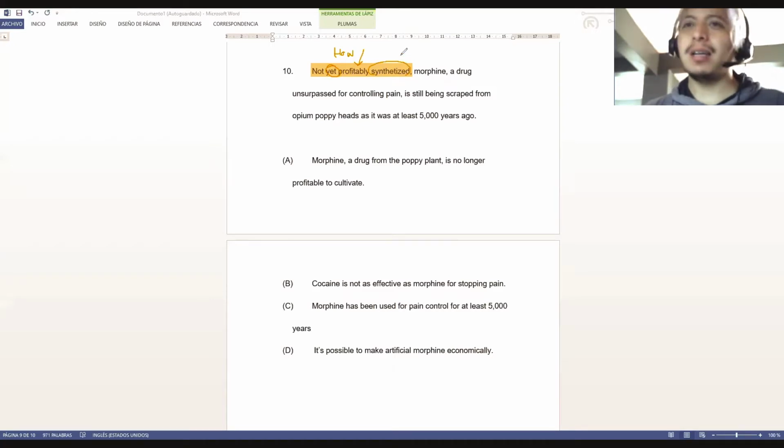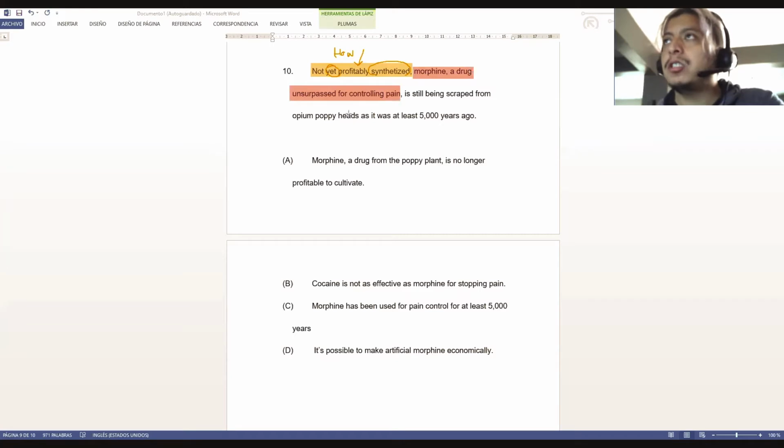What is synthesizing? To synthesize something is to make it in a laboratory, to make it from zero. To synthesize is to recreate something from nature, but in a laboratory. So it's not a good business to synthesize. Not yet, not now, maybe in the future, but not now. The subject is morphine, which is a drug unsurpassed for controlling pain. This is just a description between commas. What is morphine? A drug unsurpassed for controlling pain.